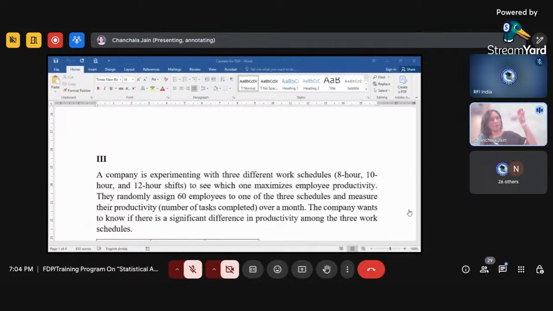So whatever their productivity values are will be recorded. If the schedule is 8 hours, the productivity values will be given. If the schedule is 10 hours, the productivity values will be given, and likewise for the 12-hour shift. So we need to see in which particular shift the mean productivity is better. Is it fine? Is it okay? Got it, ma'am. Yes. So this is a case of one-way ANOVA. Clear?